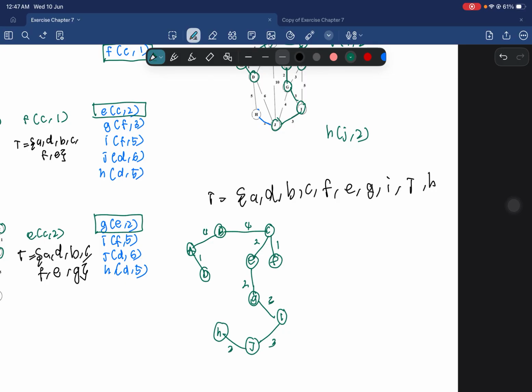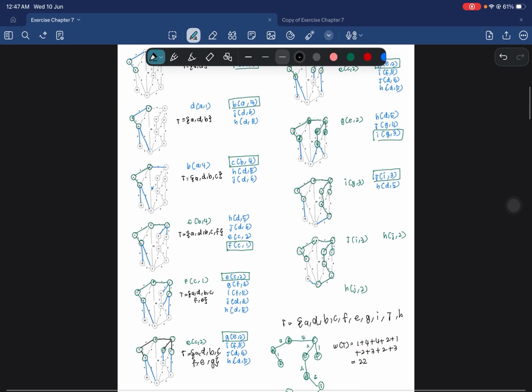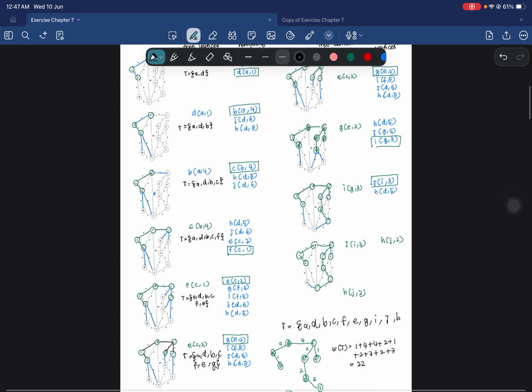Right, so we need to find the weight of the tree, which will be 1 plus 4 plus 4 plus 2 plus 1 plus 2 plus 3 plus 2 plus 3. So we will get here 22. So this is Prim's algorithm.